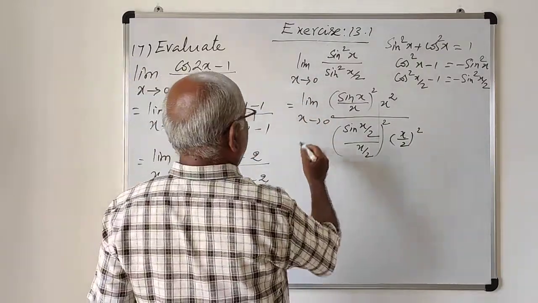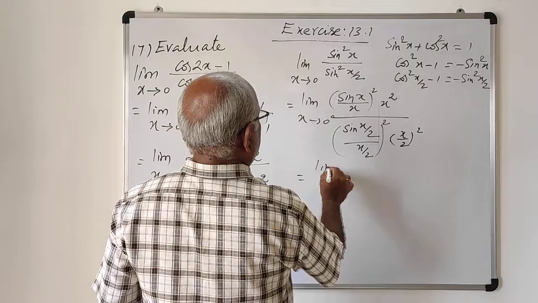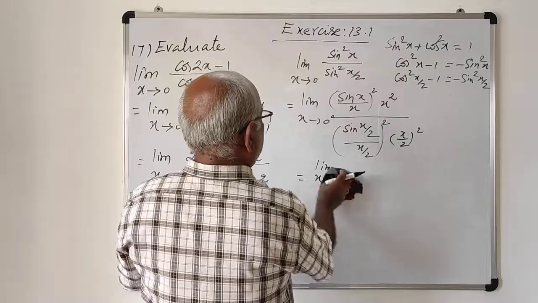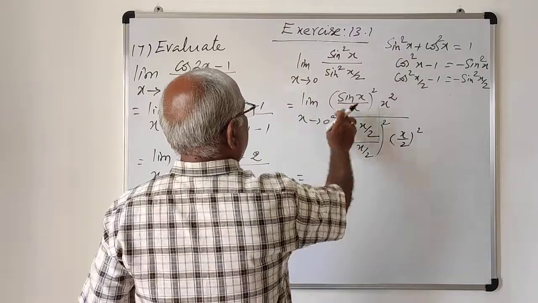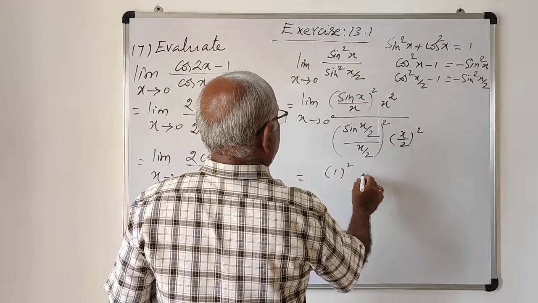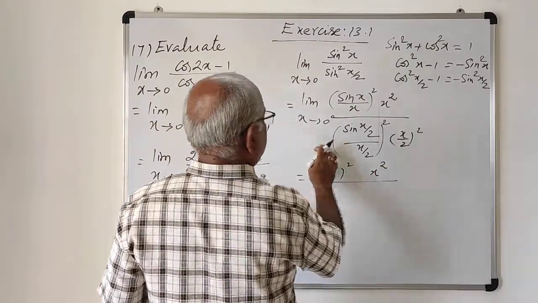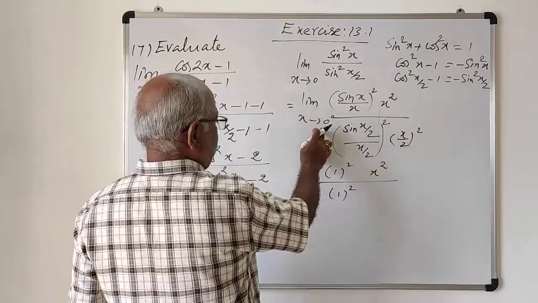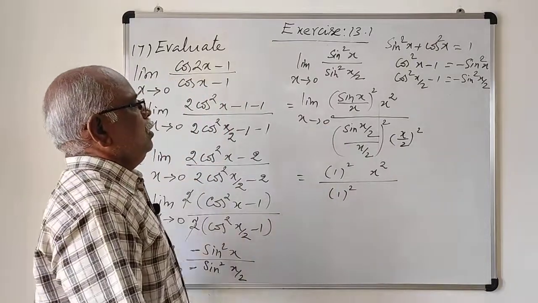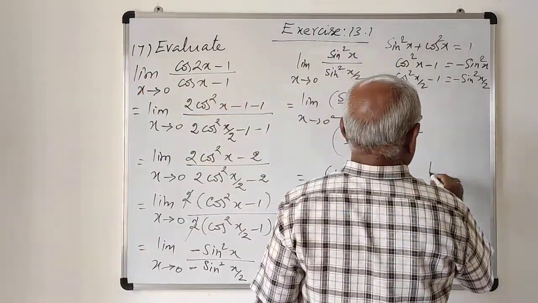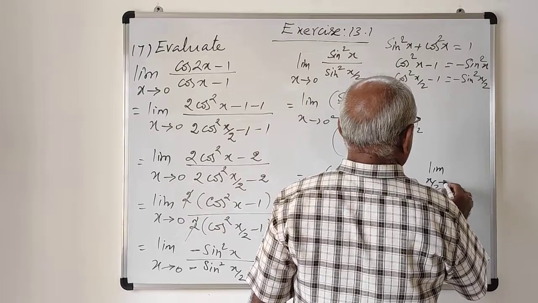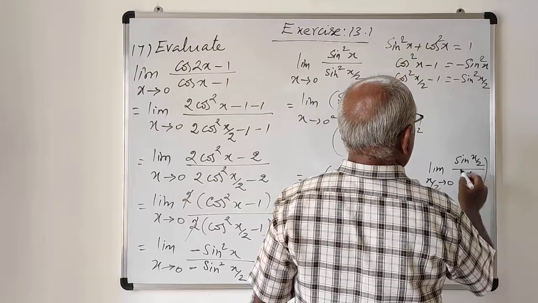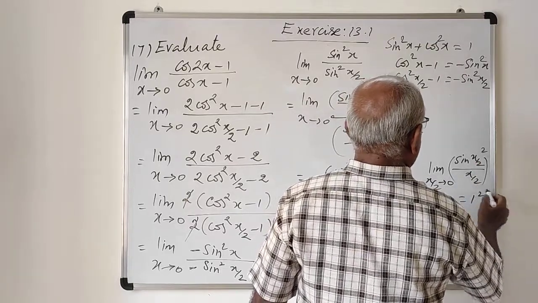So, applying the limit, this is limit x tends to 0, sin x by x. You can apply the limit as it is. Limit x tends to 0, sin x by x is 1 square, into x square. Limit x tends to 0, (sin x by 2 by x by 2) whole square is 1 square. Since x tends to 0 implies x by 2 tends to 0 also. Therefore, in the denominator, limit x by 2 tends to 0, (sin x by 2 by x by 2) whole square is equal to 1 square.